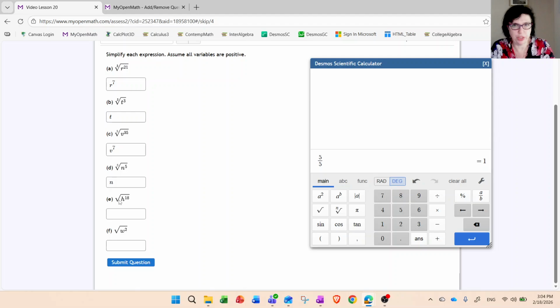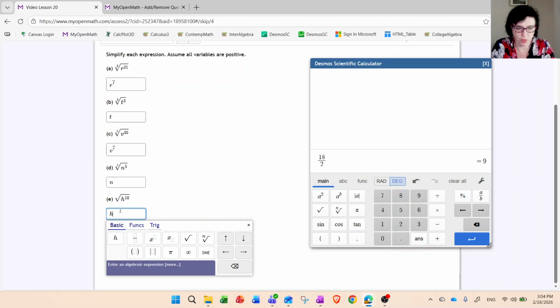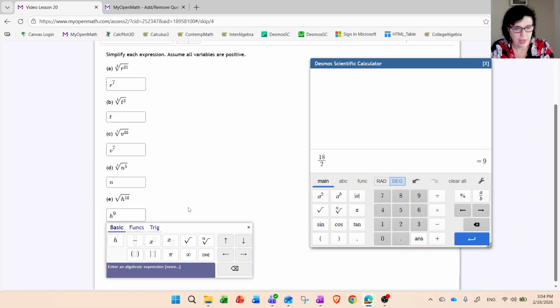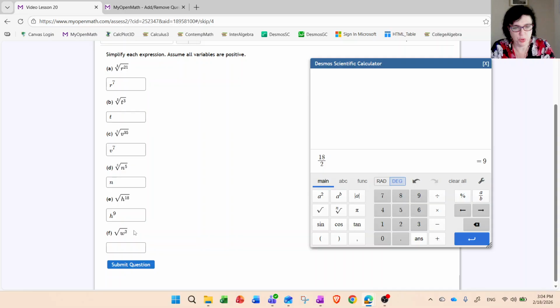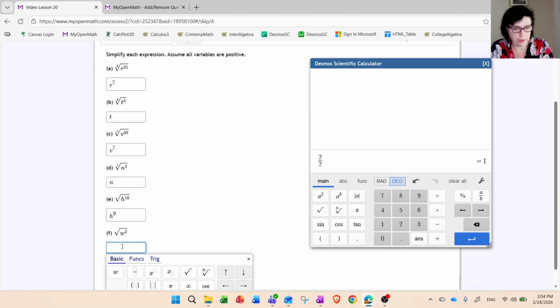What happens with the square root of h to the power 18? 18 is divided by the index of the root. But what is the index of the square root? Because it's not written there. Well, remember the square root index is 2. So you are dividing by 2. And this is going to give you h to the power 9. And the last question is the square root of w squared. When you divide 2 by 2, that's 1. And that means you just get w to the power 1, or w.